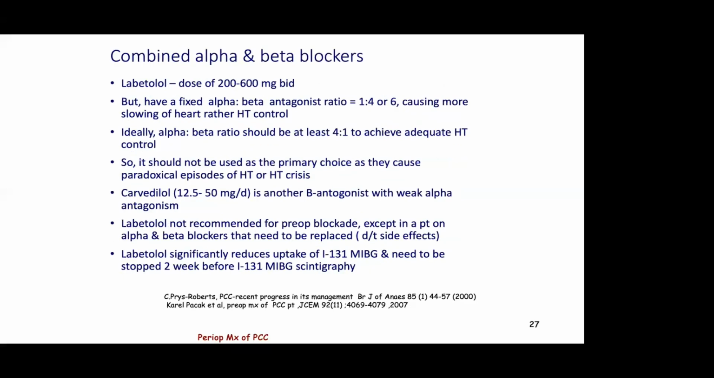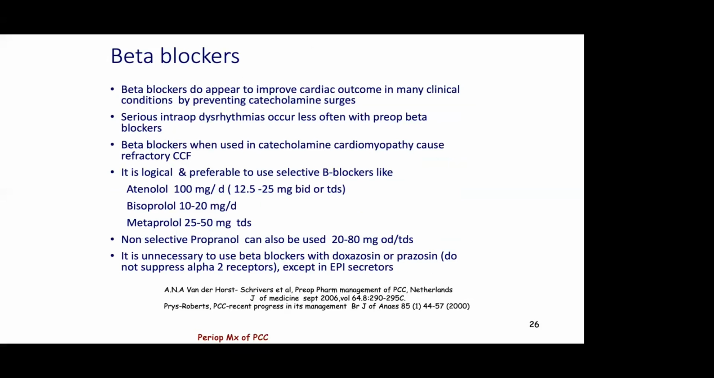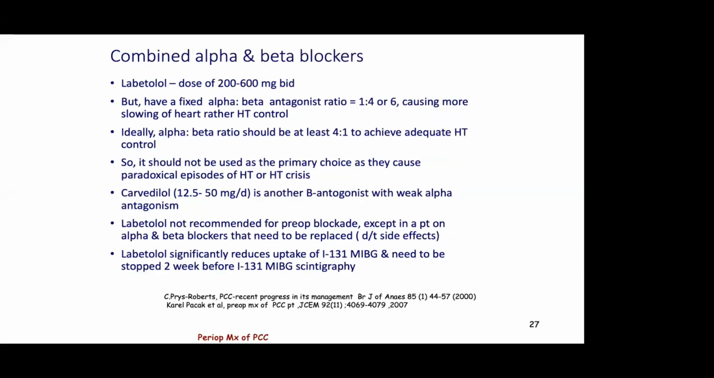Some have tried using labetalol, which is a combined alpha and beta blocker with predominantly beta action. But with metoprolol, 25 to 50 milligrams up to TDS we can go, and this also has to be gradually added depending on the heart rate.